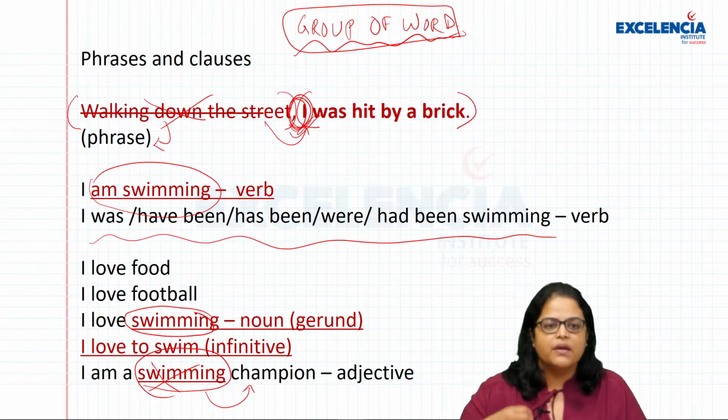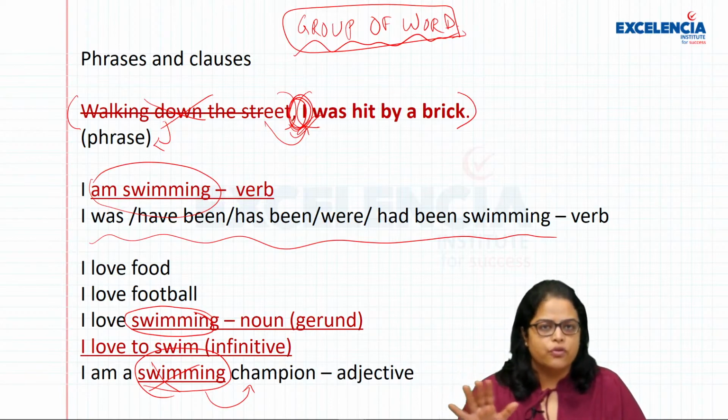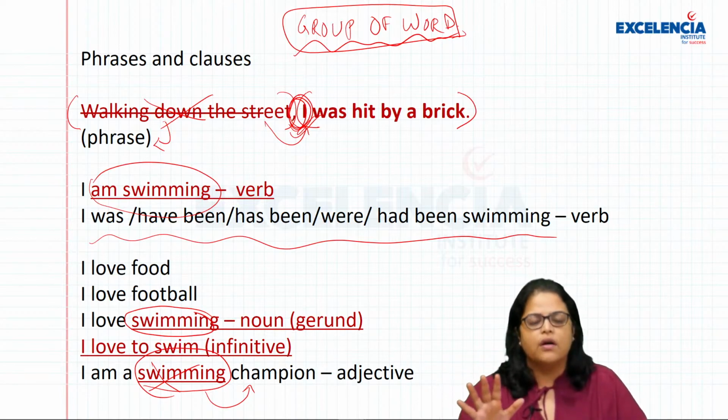I'm the best champion, I'm the world's greatest champion, I'm the worst champion, I'm a swimming champion. Swimming is just extra information, guys. Swimming is acting like an adjective. This is my last bit of confusion, okay? Post this, I'm not going to confuse you further.